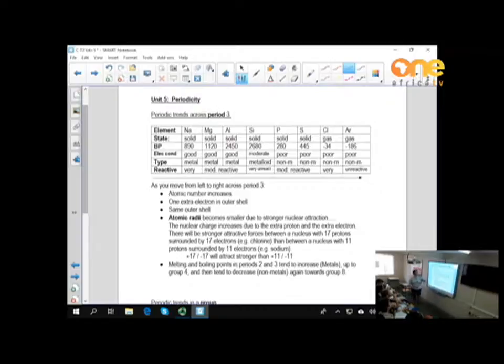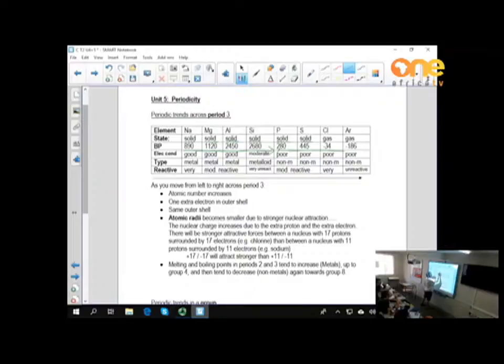Okay, here we have a table with the elements of period 3. Here we have a periodic table. Which elements lie in period 3? Sodium, magnesium, aluminium, silicon, phosphorus, sulfur, chlorine, and argon. Alright. And now they've gone and listed the phase. Solids, gas. Alright. Boiling point. Look at the boiling point. It's quite interesting. It goes up, and then suddenly down.